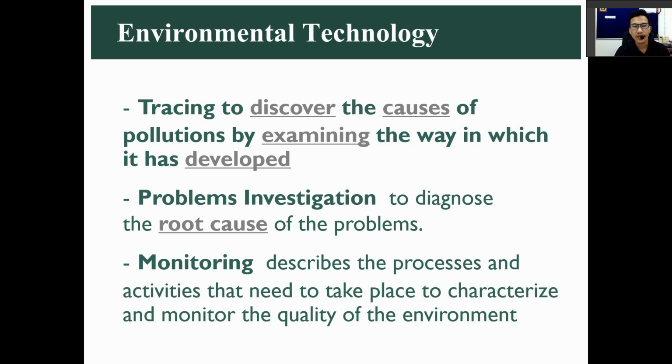Now, take a look a little bit at environmental technology. Here are the characteristics of environmental technology. First, tracing to discover the cause of the pollution by investigating the way in which it has developed, a problem investigation to diagnose the root cause of the problem itself. This is a kind of mechanism perspective where you find which factor is involved the most, and then you can manage that factor effectively. And the last one is monitoring, where you describe the processes and activities that need to take place to characterize and monitor the quality of the environment.